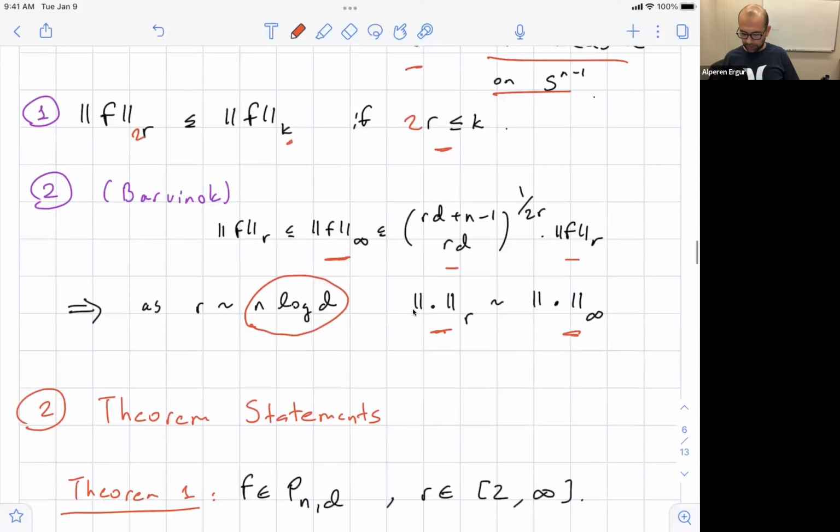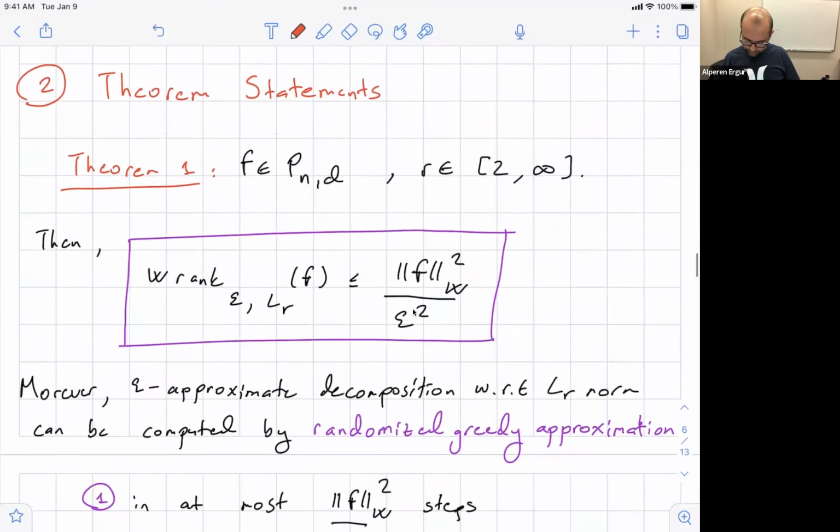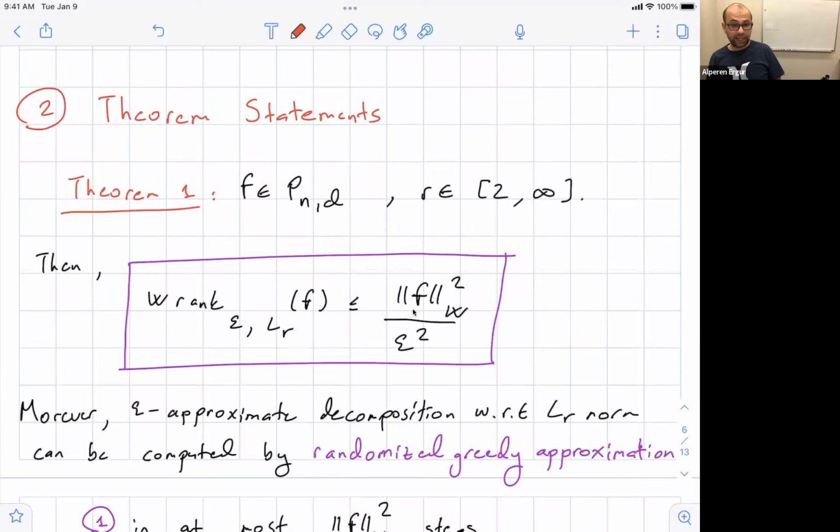Okay. Now I can state my theorems. This is the first theorem. I'm going to state it only for LR norms. I have a polynomial in my vector space, and I have an LR norm, with R between 2 and infinity. You can pick anything you like. Then the approximate working rank of this polynomial with respect to the LR norm is always less than or equal to the Bombieri-Weil norm of the polynomial squared divided by epsilon squared. The theorem statement might look a bit weird in the sense that the statement doesn't change with respect to R. I have the same upper bound for all of them.